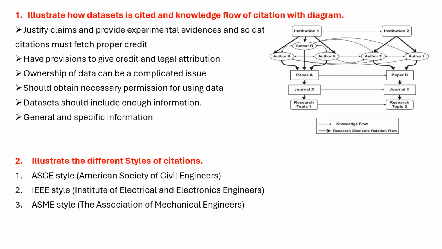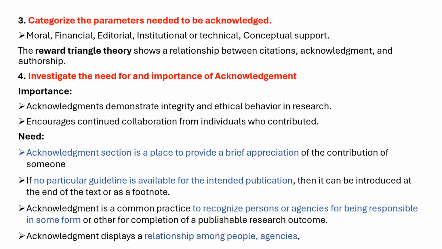Moving on to the next question, categorize the parameters needed to be acknowledged. So these are the parameters: moral, financial, editorial, institutional, and conceptual support. These are the main parameters that need to be acknowledged. Like financially, if somebody has supported writing a paper or a book. With editorial support, the editorial team is the one who delegates and checks whether there is limited plagiarism, there is no falsification or fabrication of data, and there is moral value in the particular work, and the concept is completely determined and clear. So all these have to be acknowledged.